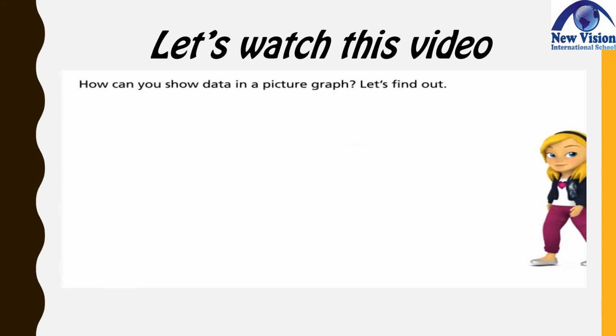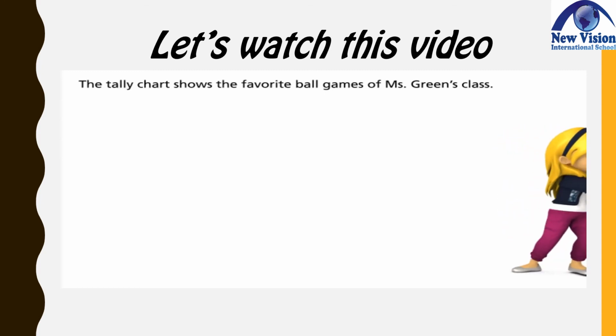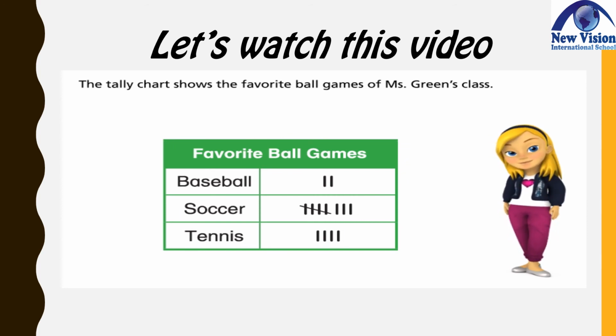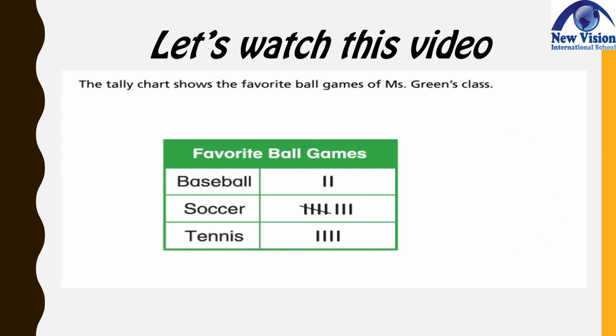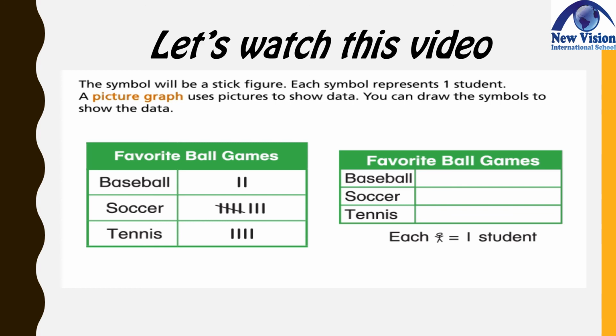How can you show data in a picture graph? Let's find out. The tally chart shows the favorite ball games of Ms. Green's class. You can show the same data in another way. Choose a symbol to represent the data. The symbol will be a stick figure. Each symbol represents one student.